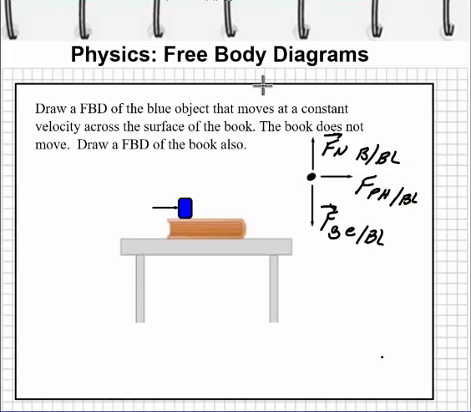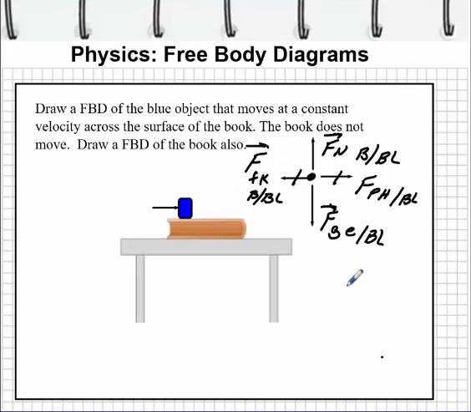If it's moving at constant velocity, then I also have to have a force going back here. I'd put a slash immediately through these if it's moving at constant velocity, because I have to have balanced forces. And I would call that some type of friction, and it would be kinetic friction if it's sliding. So put friction, kinetic, and again that's going to be the book onto the blue. And that's a free body diagram of the blue object itself.